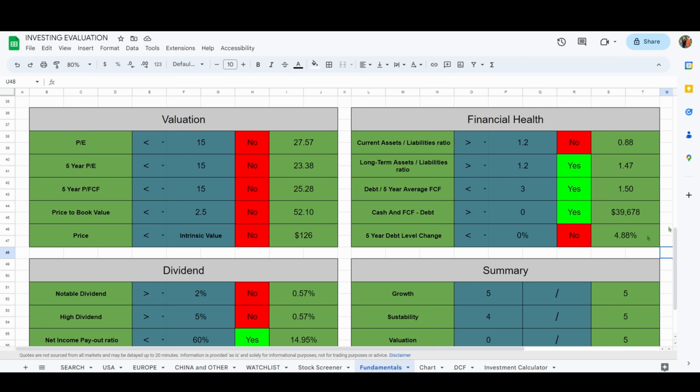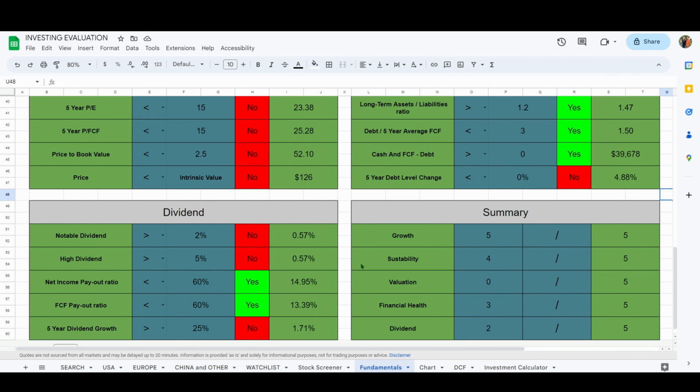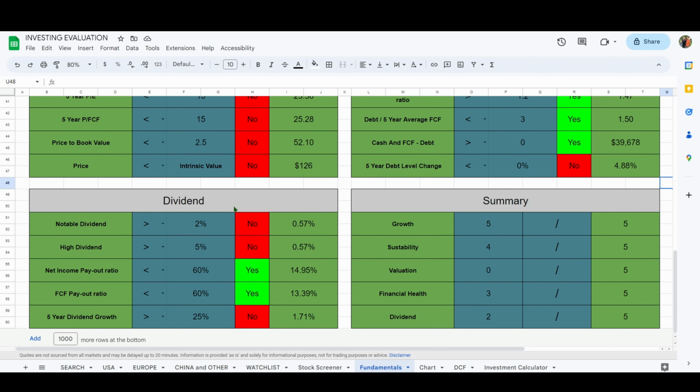Now you can see the 5-year debt level change. We want to see this below zero because we don't want the company increasing their debt, right? In the case of Apple, it's not that bad. They only increased it by about 5% per 5 years, but still not the best, right?